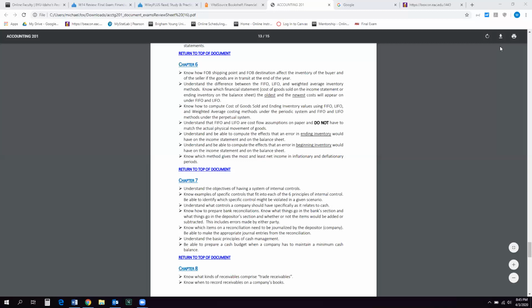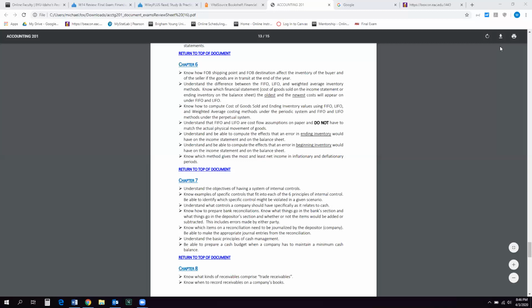So you probably remember some of those from the homework, and so you'll just have to be able to do that. It's going to give you a scenario, and you've got to figure out what the inventory is at that moment. Understand and know the difference between first in, first out, last in, first out, and weighted average inventory methods.